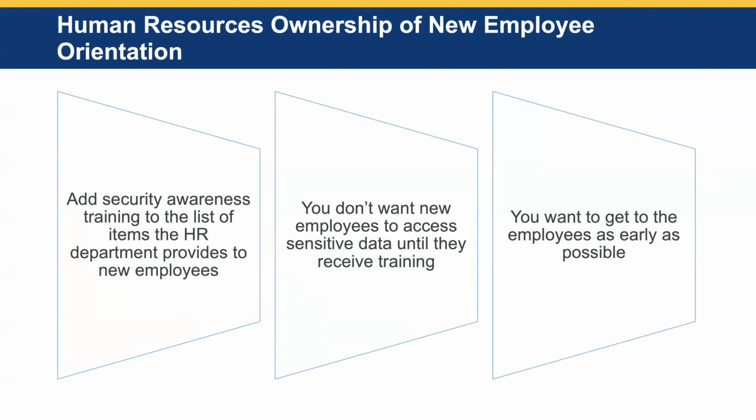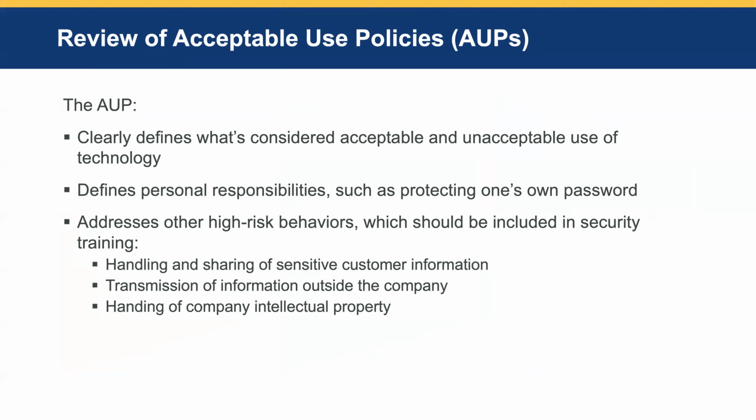Additionally, there should be a review of acceptable use policies. And the acceptable use policy is going to be important because within security awareness training, reviewing the acceptable use policy provides for a core understanding of how components that are on the company's network should be utilized. And so the AUP is going to provide a clear, acceptable, and unacceptable use of technology policy.